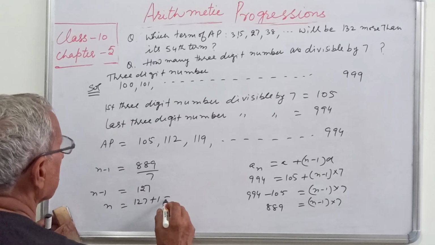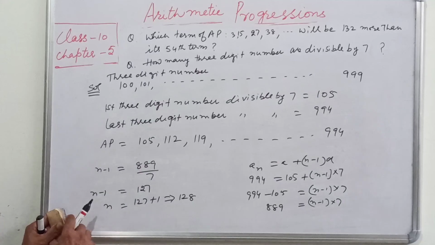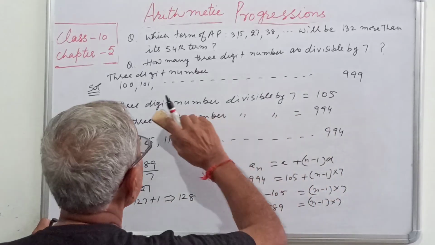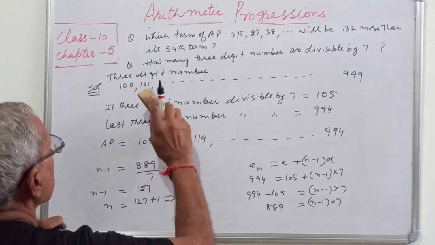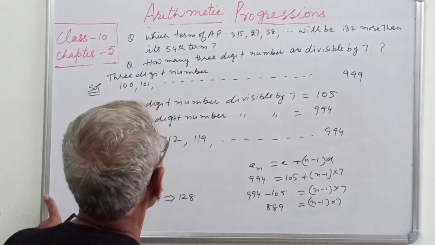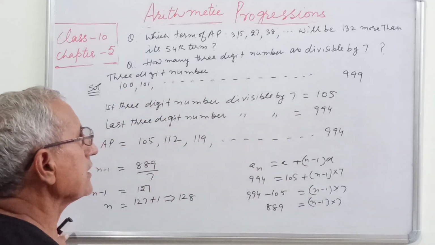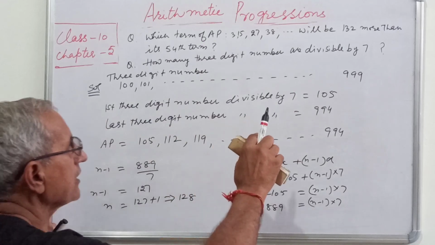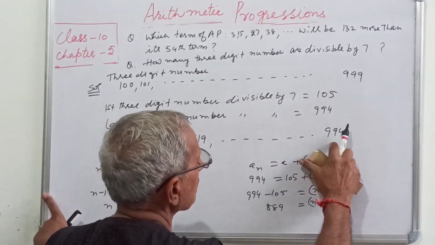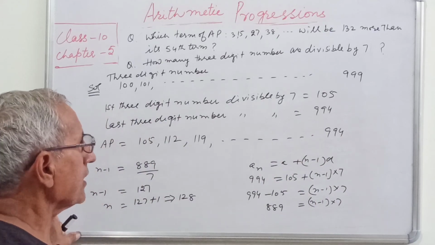The value of n will be 127 plus 1, that is 128. It means there are 128 numbers which are divisible by 7 lying between 100 and 999, the 3-digit numbers. The first 3-digit number is 105 and the last 3-digit number divisible by 7 was 994.